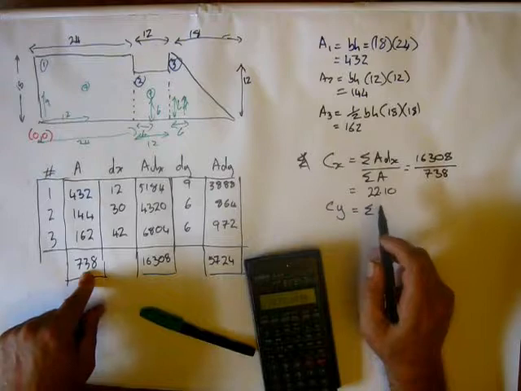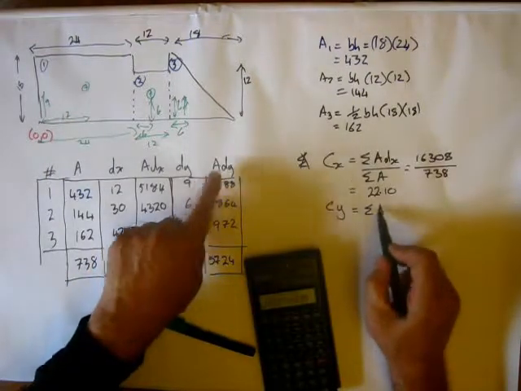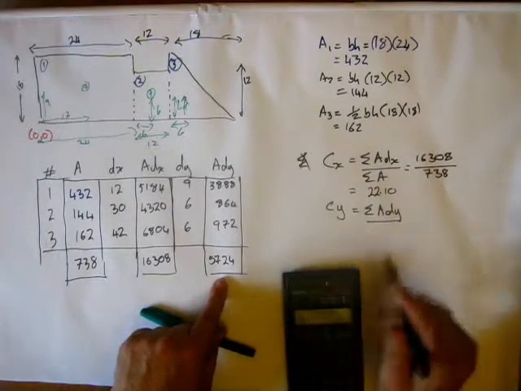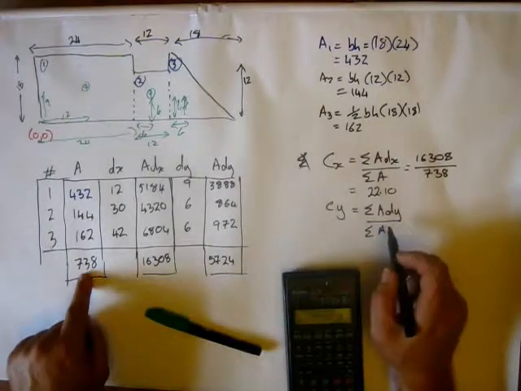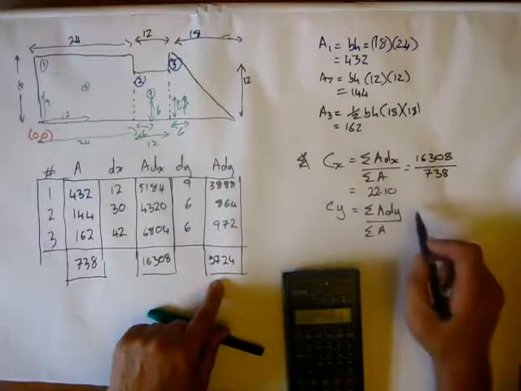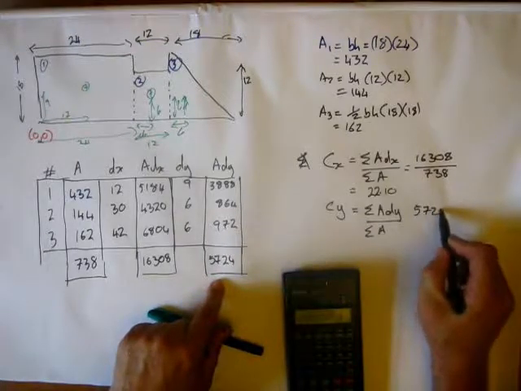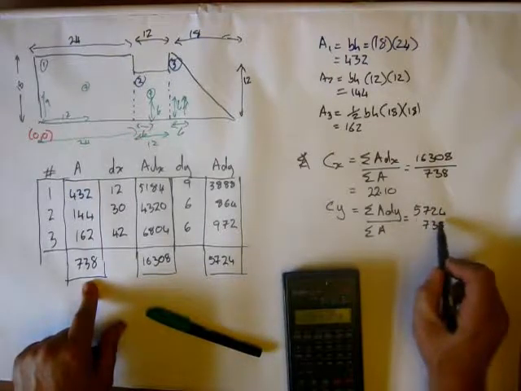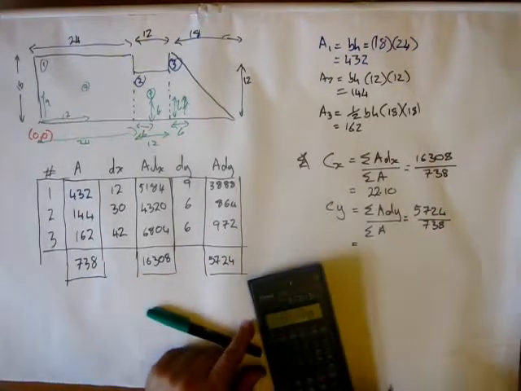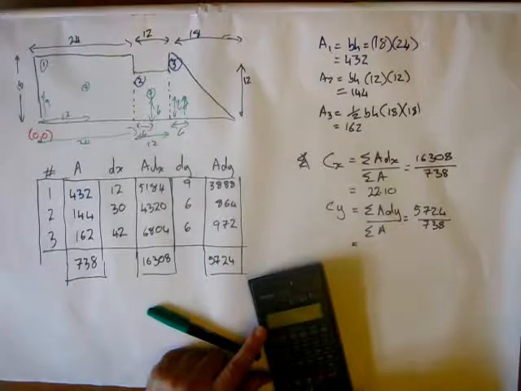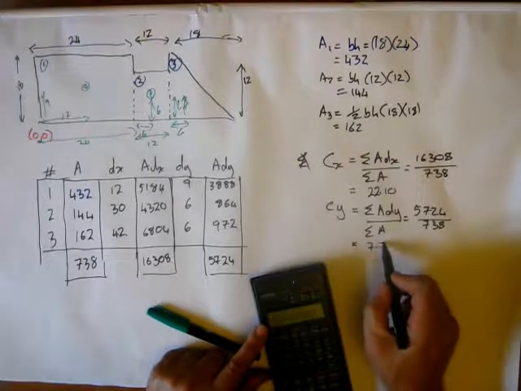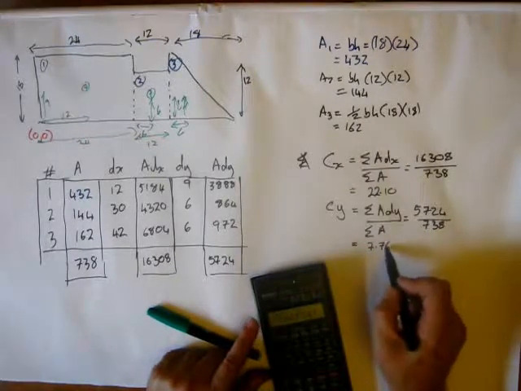Then we repeat the same thing in the y dimension. Cy is equal to the sum of A dy, so this number down here, divided by the sum of area, so divide by that number. So 5724 divided by 738 equals 7.76.